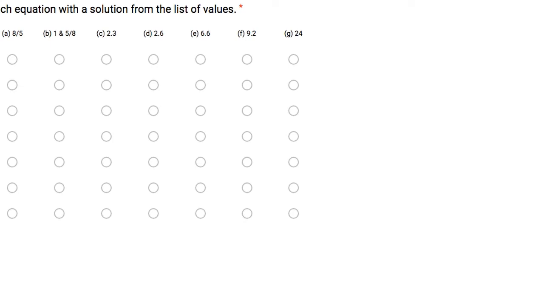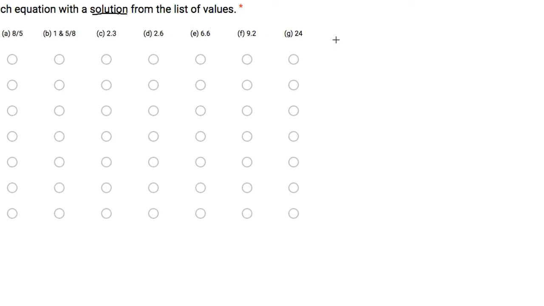So for number 4, we're asked to match each equation with a solution. And remember, solution here just means the value for the variable that would give us a true equation. So we're asked to match each equation with the solution, which are these ones here from the list of values.